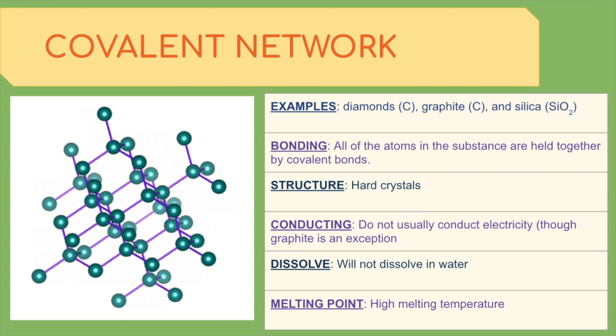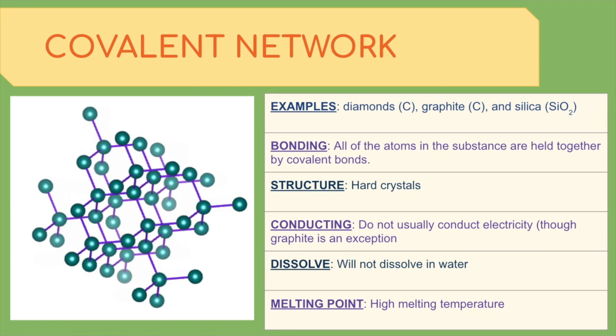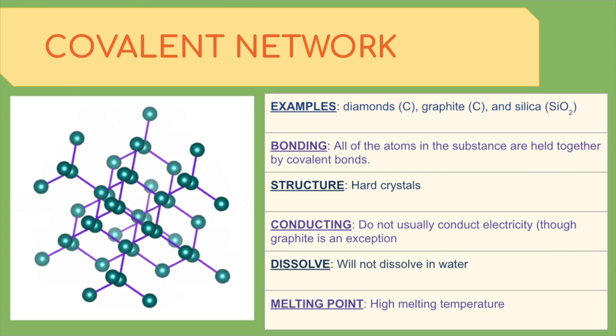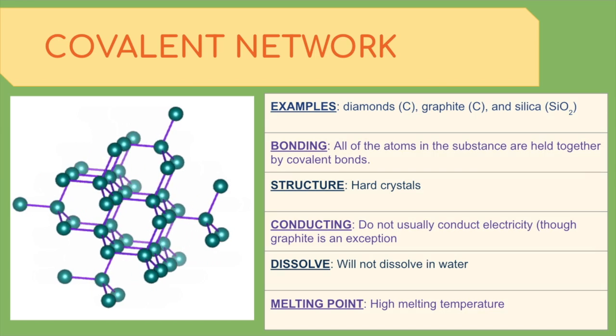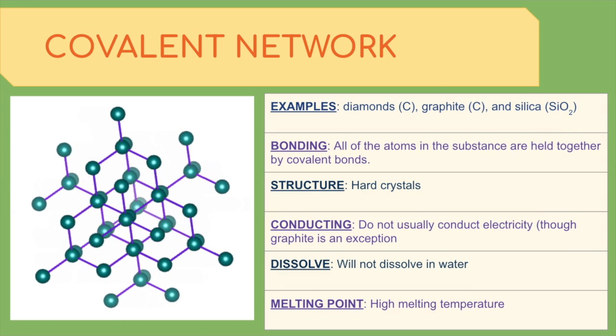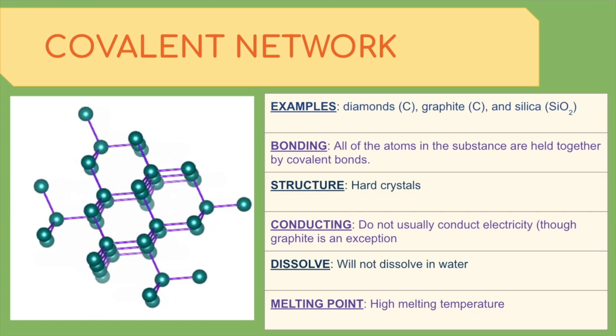You can see that it is very well structured, and all of these atoms are held together through covalent bonds. So they create this grid-like structure. That's why it's called a network. Some examples of these are diamonds, graphite, both of which are made of carbon, or silica, which is a key component in making glass.